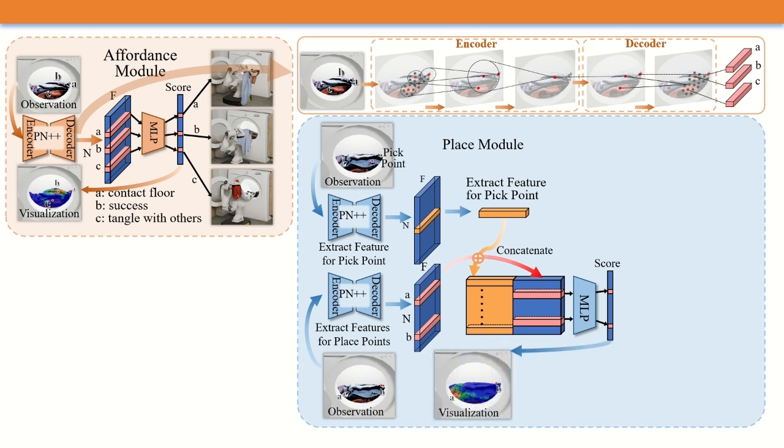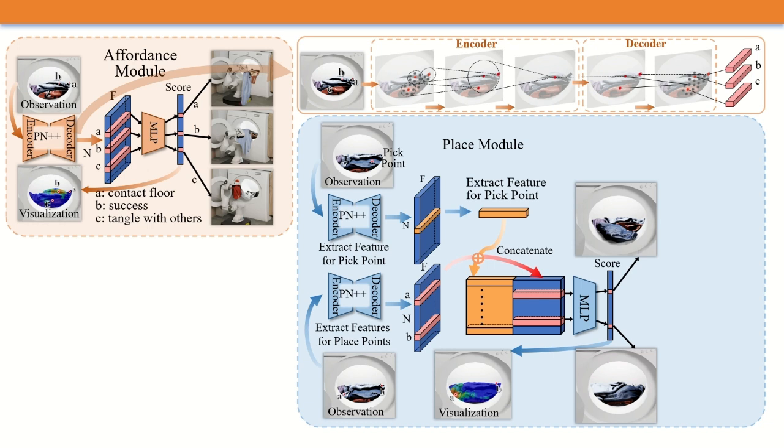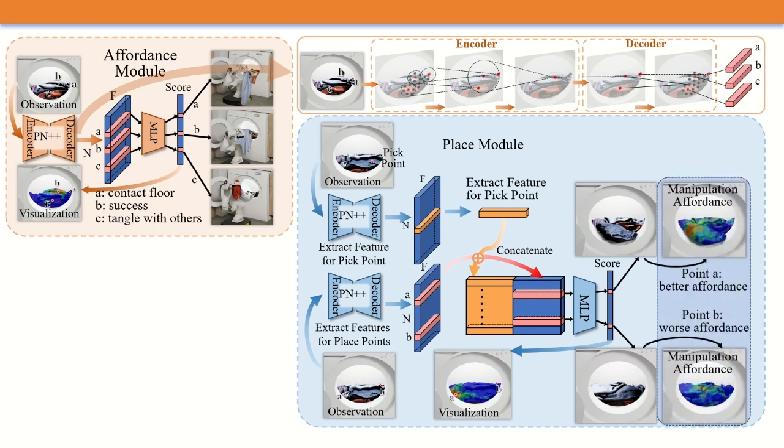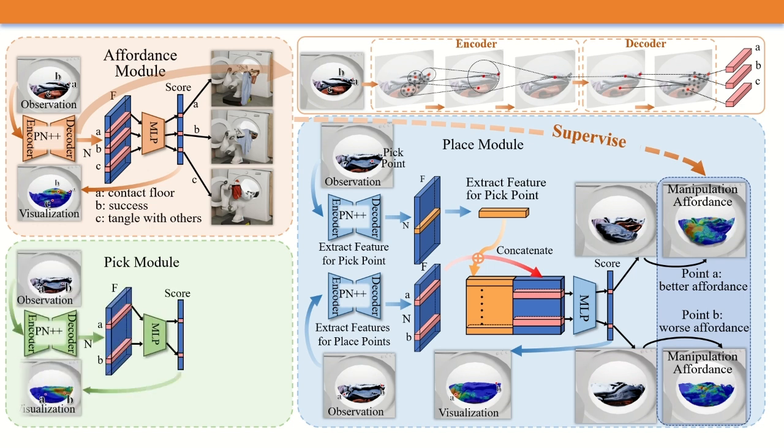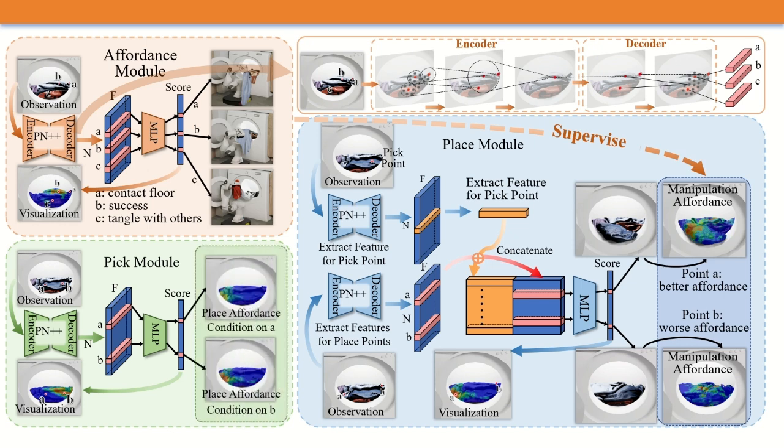We follow 2 points A, B in the point cloud, and we can find that A, which has a higher score, leads to a better retrieval affordance. For B, which has a lower score, leads to a worse retrieval affordance. Finally, we train the pick module, which predicts the point-level pick score for adaptation and is supervised by the place module. We follow 2 points A, B, and we can find that A leads to a bad place affordance, while B leads to a better place affordance.